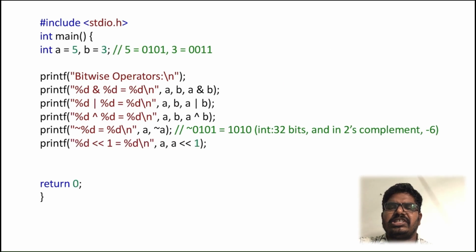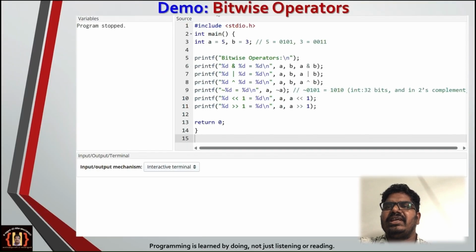So the next operation is the left shift operation. You can see, the %d means a. So a is 5. 5 is left shifted by 1, and the result I am storing is a left shift 1. And similarly, a is right shifted by 1. So let's see this demo here, how this will be executed.